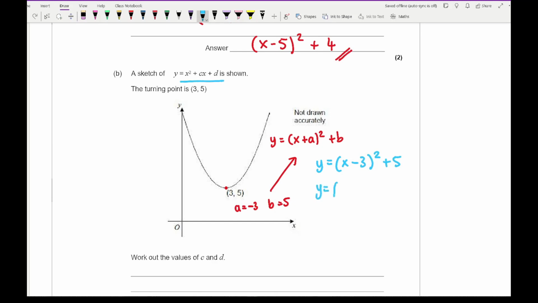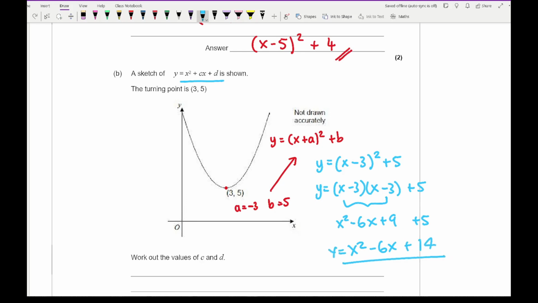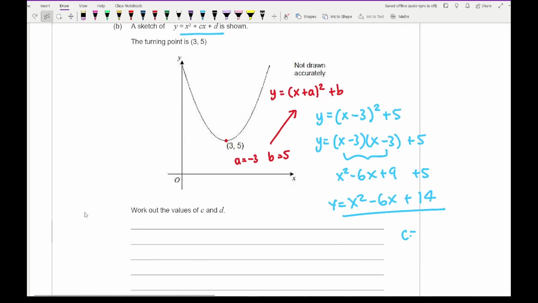So y equals x minus 3 times x minus 3, plus 5. Expanding this out, I get x squared minus 6x plus 9, then plus the 5. So I get x squared minus 6x plus 14. Then from this, let's scroll down a little bit, c equals minus 6 and d equals 14, and there is my final answer for that one.